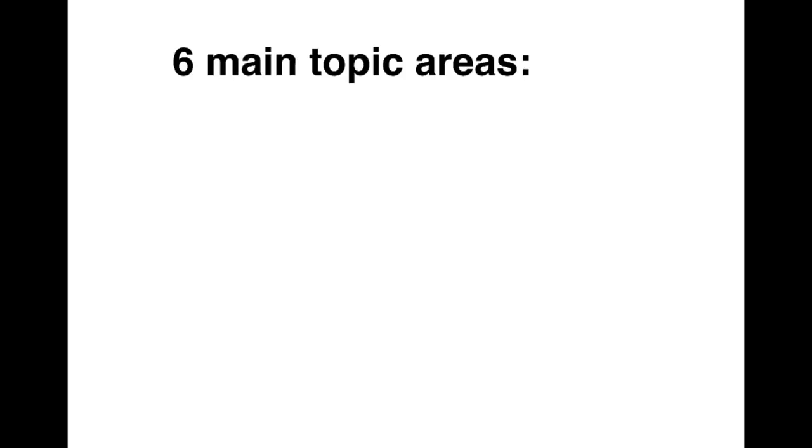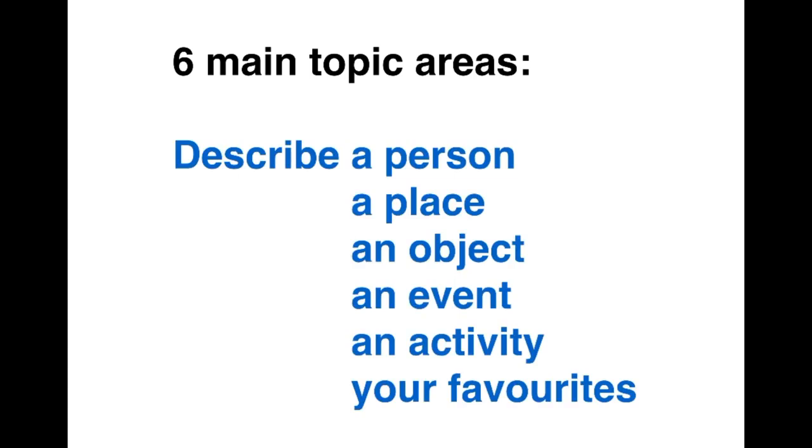This lesson is the fourth lesson in the series of lessons that we're looking at Speaking Part 2. The 6 main topic areas: describe a person, place, object, event, activity and your favourites. And this lesson, as I said, is about describe an event, this topic question. Let's look at this topic now.